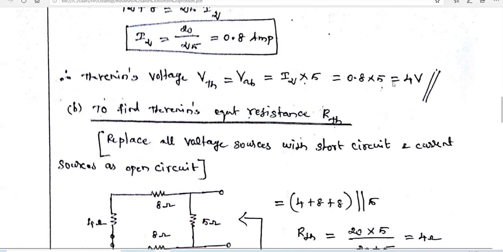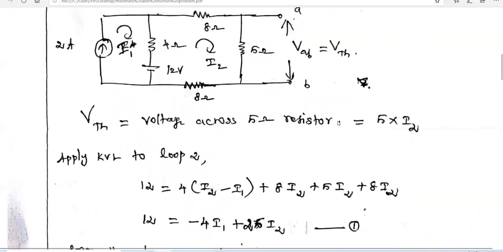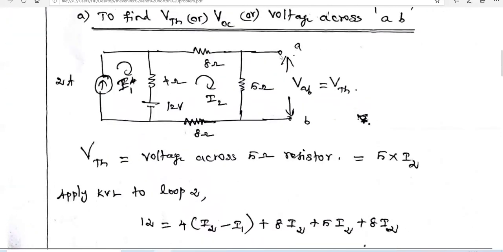Okay, so the Thevenin's voltage is calculated. So first step over. Then the second step is to find Thevenin's equivalent resistance, RTH. What does Thevenin's equivalent resistance mean? It is the total resistance of this complete circuit across the terminals A and B.